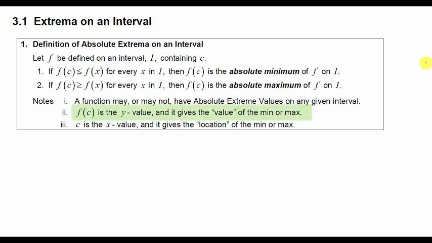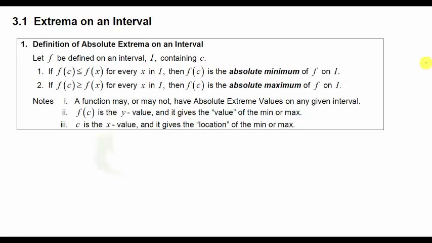Now, f of c is the y value. Because it's the function value, it gives the value of the actual minimum or maximum. And c that you are plugging in is the x value, and it gives the location of a minimum or the maximum. So watch out for the problem if they're asking where the minimum or maximum occurs. Then you would give the x value where the maximum or minimum is happening. And if it is actually asking for the maximum value or minimum value, then it is the y value.